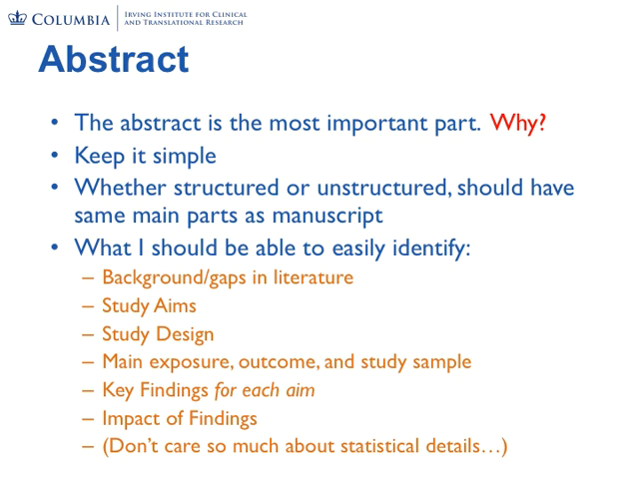So what should I be able to identify when I read the abstract as a statistical reviewer? Well, I want to know, what's the background? What gap in the literature is this study filling? What are the study aims? What is the study design? What is my main exposure variable? What is my main outcome variable? How are they measured? And what is my population of interest? Who is my study sample? There should also be key findings for each aim.